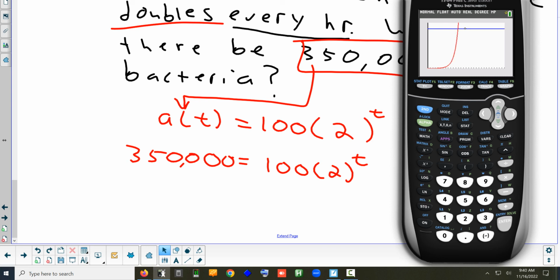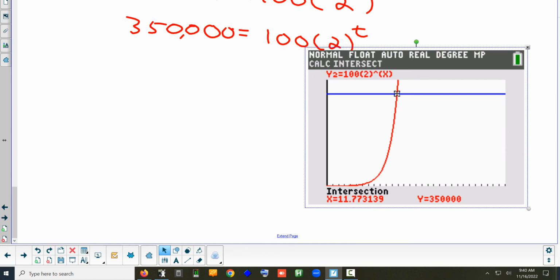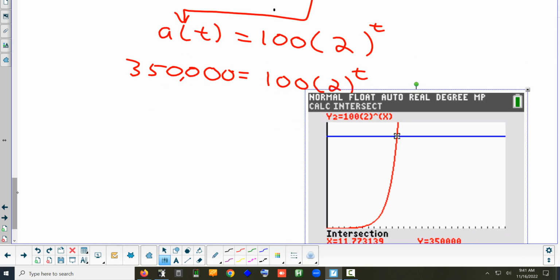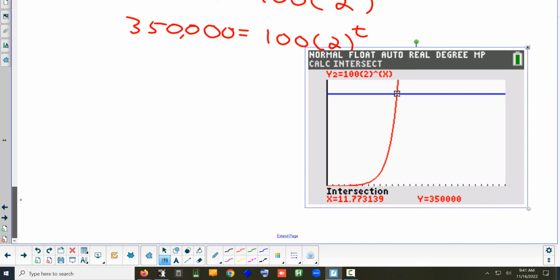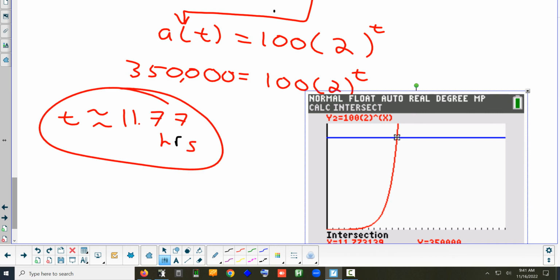Yeah. So we were way over. But that's fine. We set it more than we needed, but we can see when it hits 350,000. So second calc intersect. If you start with 100 bacteria, it's going to take just under 12 hours, if it doubles every hour, to hit 350,000. So 11.77. And that's hours.